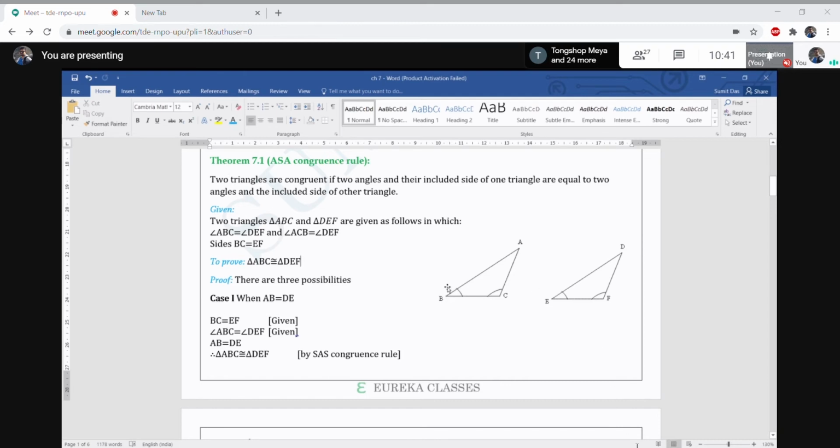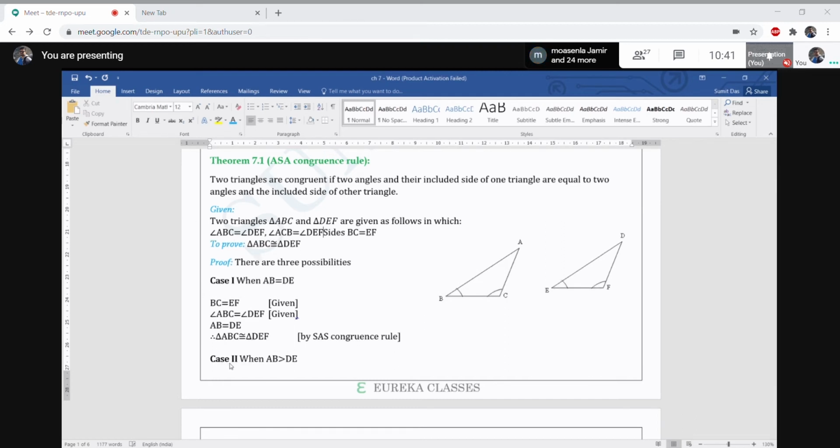So first, it is given that two triangles are ABC and DEF. As per the question, angle ABC is equal to angle DEF. This is given, and it is given that angle ACB is equal to angle DFE. And it is given that sides BC and EF are equal. These three things are given.